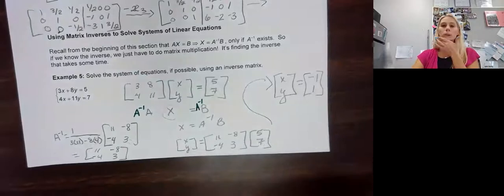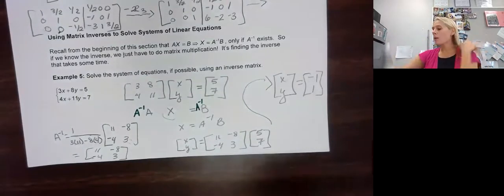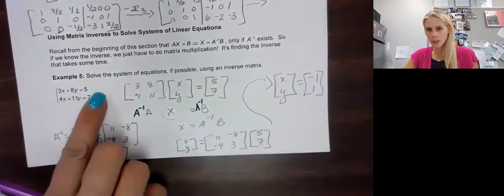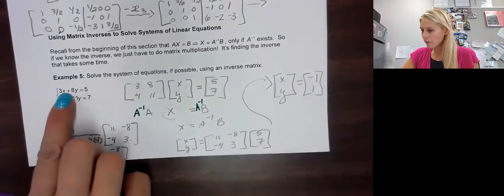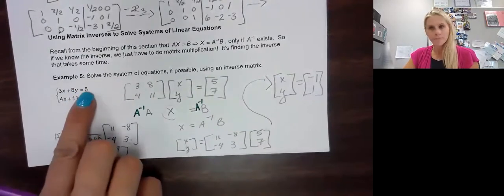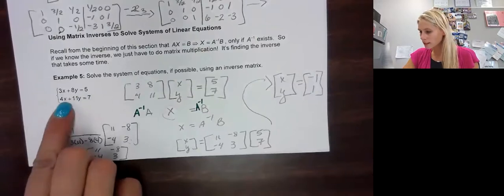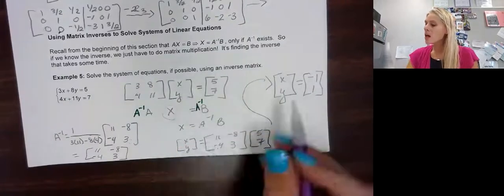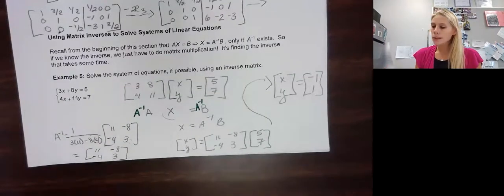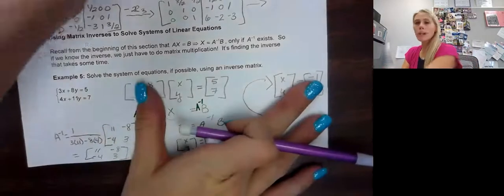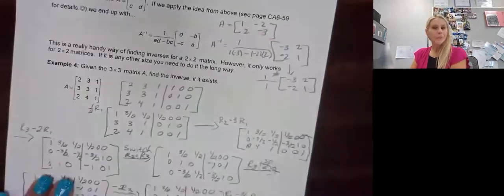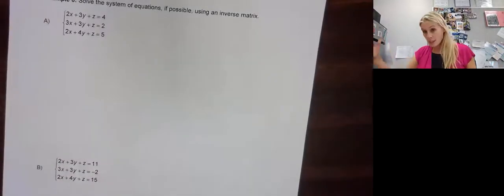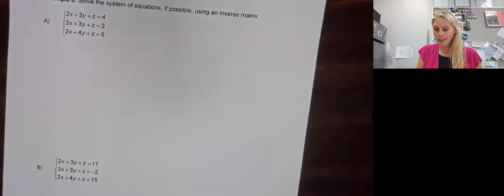Now, in mathematics, we always want a way to check our answer. We can do that by plugging in negative 1 for X, 1 for Y, and making sure that equals. If I plug in negative 1 for X, 1 for Y, do I get 5? Yes. Do I get 7? Yep. So this is finding the solution by using matrix inverses. Other thing I want to point out as we move on is if your question ever says solve by a certain way, you must solve by that certain way.